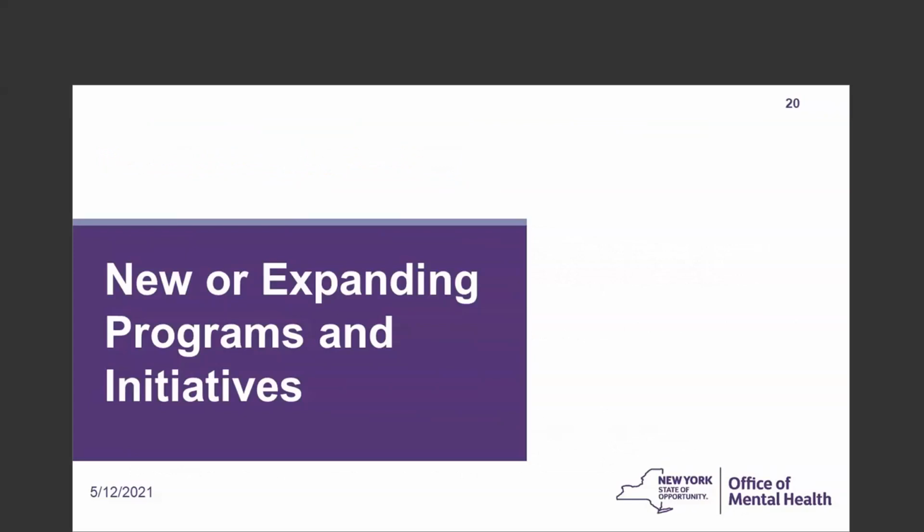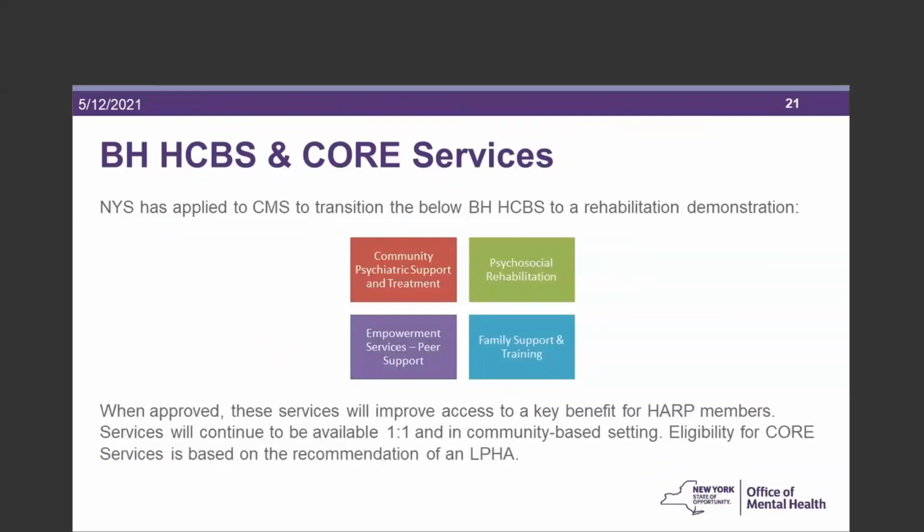Okay, and I'm going to go very quickly through this. Newer expanding initiatives, and I'll kind of just let you know what's important about these. Home and community-based services, or what we will end up calling core services, community-oriented recovery and empowerment services, are rehab services that are mobile-based and limited to those who are HARP members.